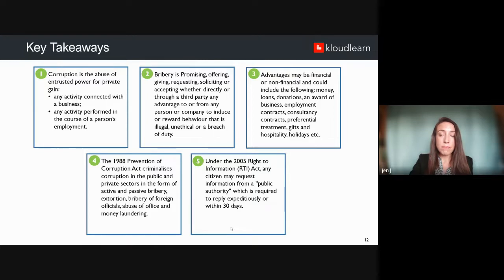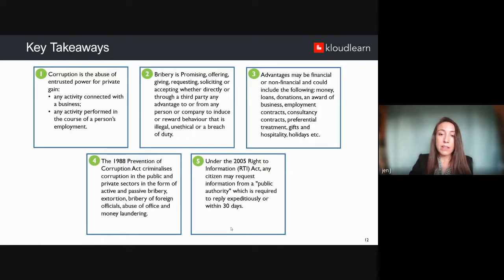3, advantages may be financial or non-financial, and could include the following: money, loans, donations, an award of business, employment or consultancy contracts, preferential treatment, gifts and hospitality, holidays, and more. Number 4, the Prevention of Corruption Act in 1988 criminalizes corruption in the public and private sectors in the form of active and passive bribery, extortion, bribery of foreign officials, abuse of office, and money laundering.